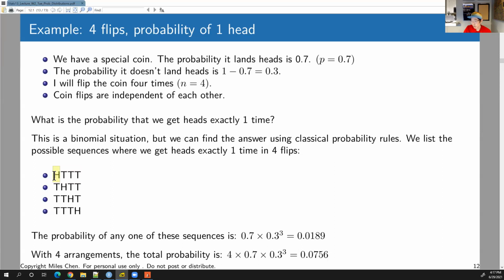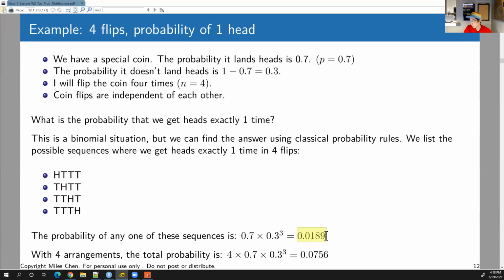For this sequence, we would do heads, which is probability 0.7, times tails, tails, tails, which is 0.3 raised to the 3rd power. If we look at this one and ask, what's the probability of getting this exact sequence? We would do 0.3 for the tails times 0.7 times 0.3 times 0.3, and that also will be 0.7 times 0.3 cubed. When we multiply all of these things, the probability of any one of these sequences will consist of 0.7 once and 0.3 3 times. So all of these will be 0.7 times 0.3 to the 3rd. And there are 4 total possible arrangements.